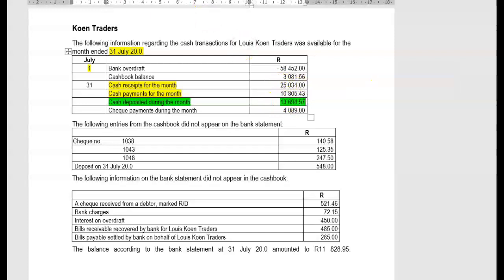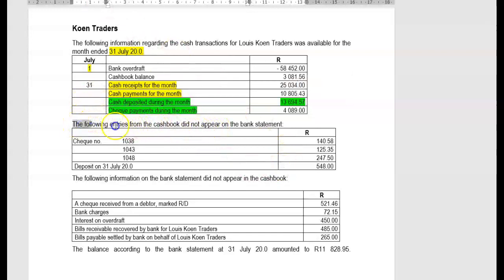Now, what will appear in our bank account with Absa, Standard Bank, wherever the bank account is? Only the amounts deposited during the month. The cash receipts and the cash payments will be recorded in a separate account, a cash account. But in my bank account, that will be the physical amounts that we've deposited into the bank and the physical amounts that we have paid out of our bank account, like checks.